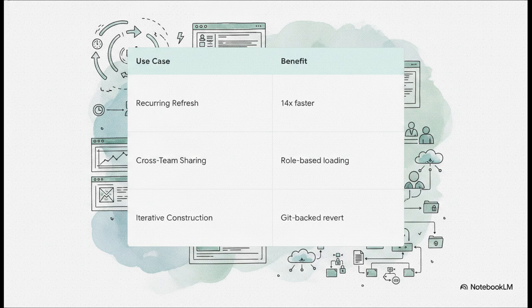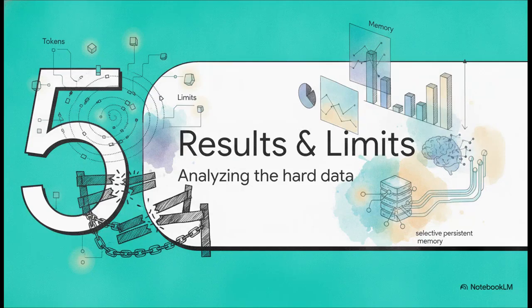And third is iterative construction. The system uses a Git-backed versioning system, so if an entire team is building a complex report, they can actually undo mistakes and revert to previous states risk-free without having to reinvoke that expensive AI model. Let's look at Section 5, Results, Tokens, and Limits.